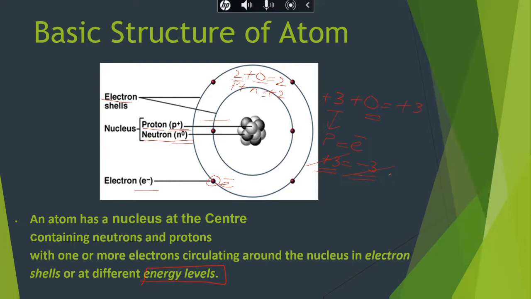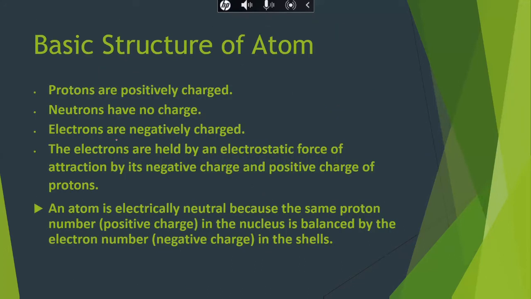If I ask you what should be the overall charge of an atom, what should be the answer? 0. Let me give you another example. If there are 4 protons, it means that there should be 4 electrons as well. Plus 4 minus 4 cancel out each other. The answer will be 0. So can we say that the overall charge on an atom is neutral, 0, because the number of positive charges is always equal to the number of negative charges.